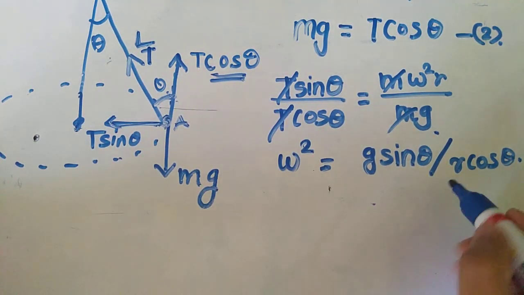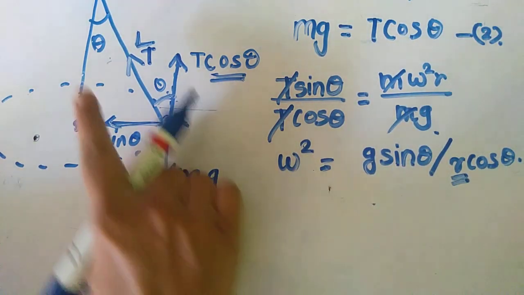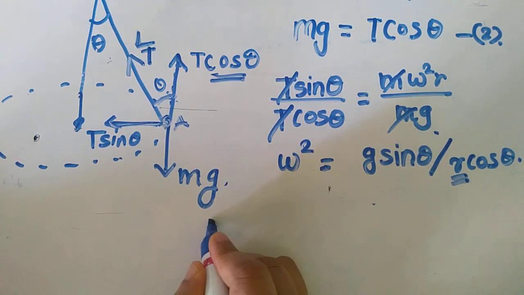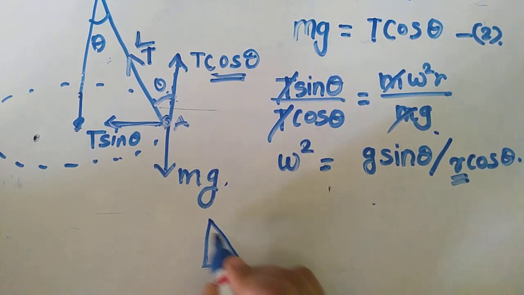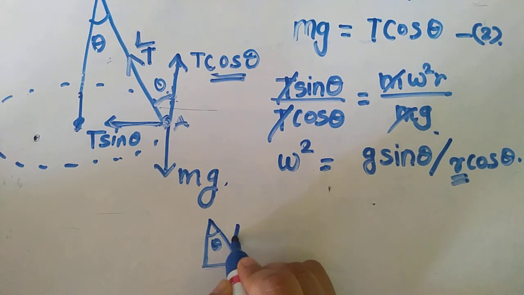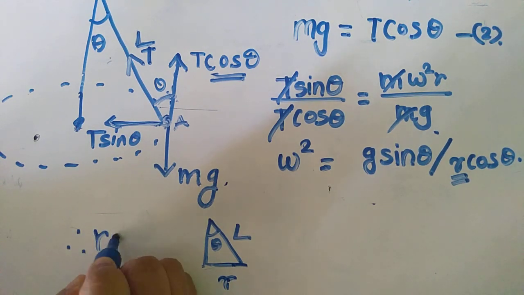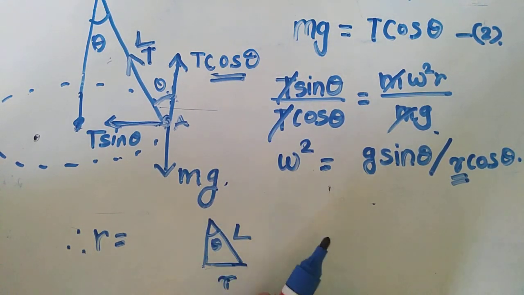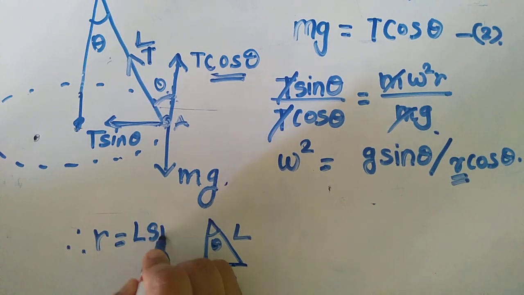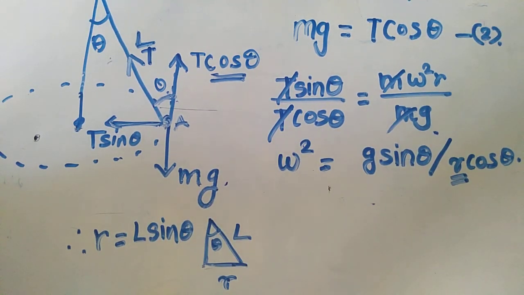Now we will put the value of r by using a triangle. This angle is theta, this length is L, and this length is the radius R. So what is R? It is the opposite side, so R is equal to L sin theta using trigonometry. So we will put R equal to L sin theta in this case.